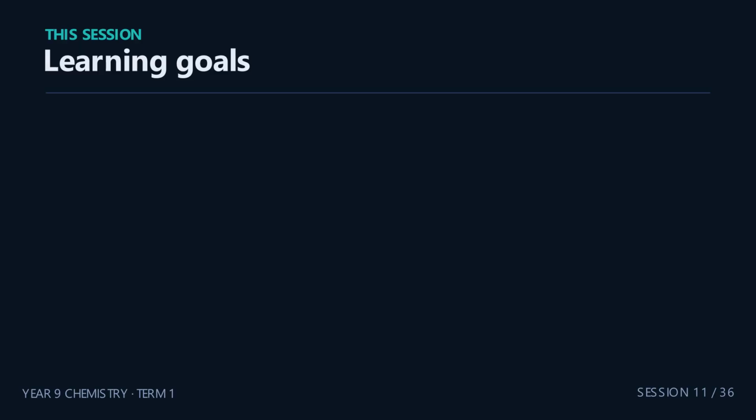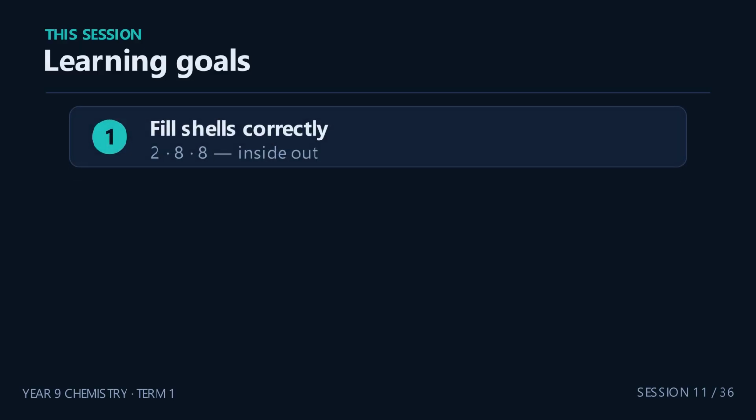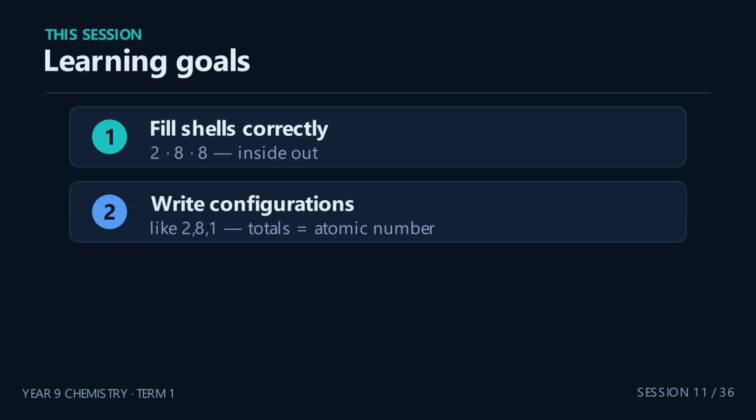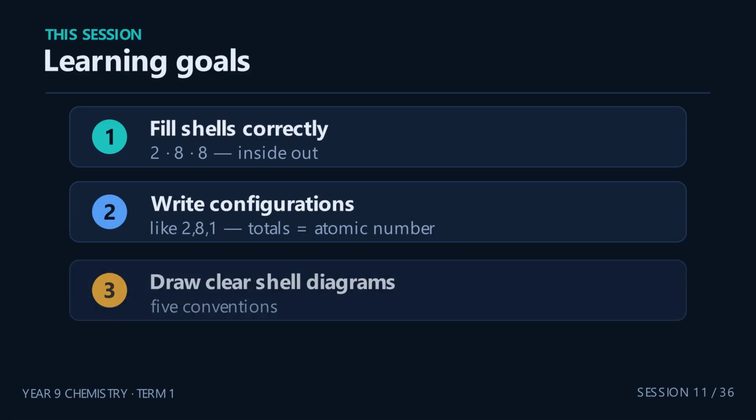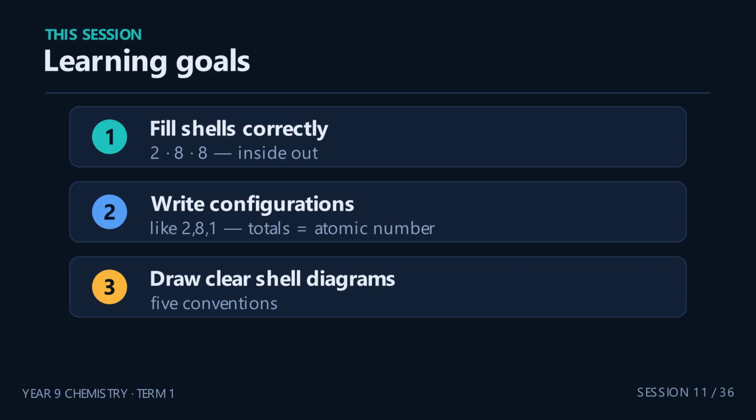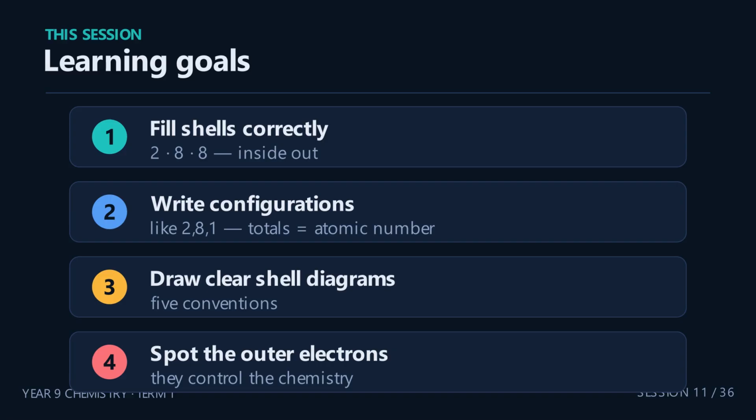Your 4 goals. First, place electrons into shells for the first 20 elements. Second, write shell configurations like 2, 8, 1. Third, draw clear shell diagrams. And fourth, identify the outer shell electrons, the ones that control all the chemistry.